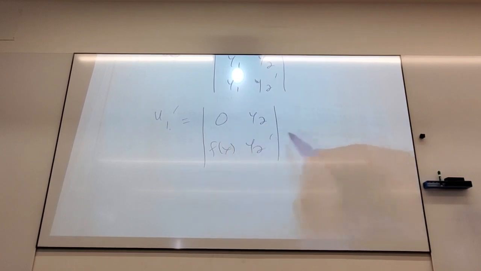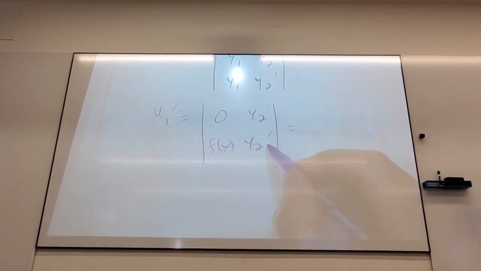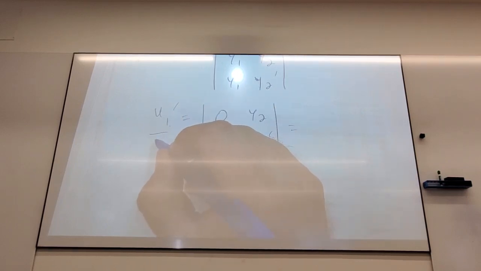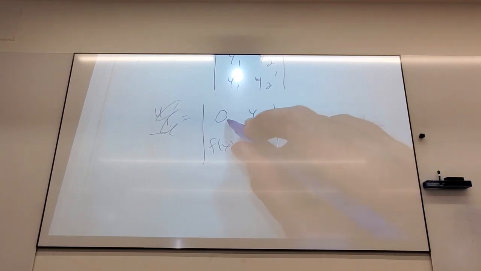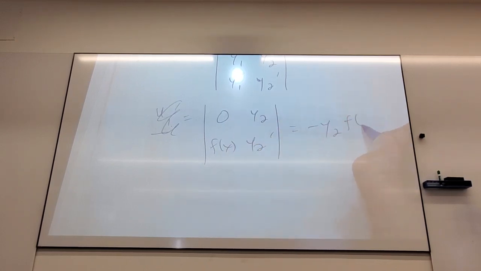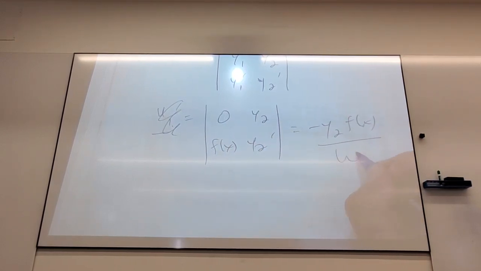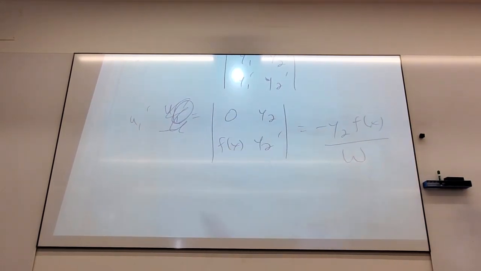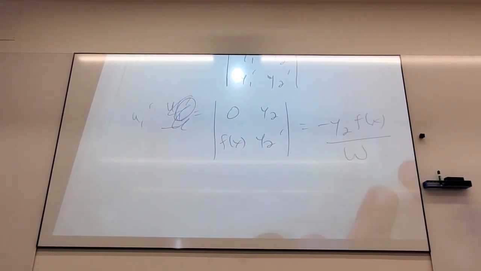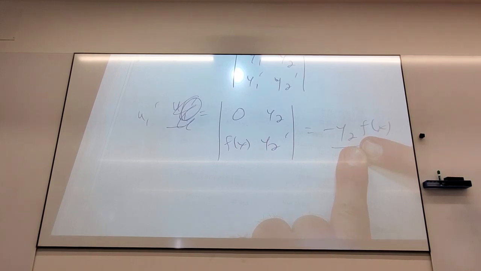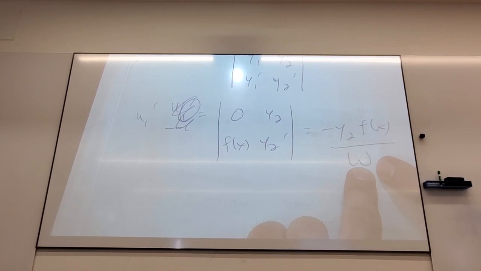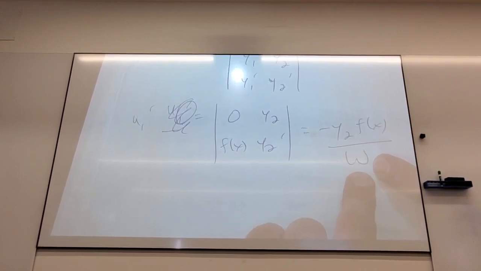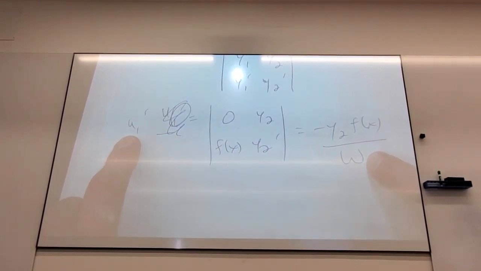So if you do this determinant, what do you get? 0 minus, this will be negative y2 f of x. And then if I divide by the Wronskian, I get u1 prime. So that gives you this. Part of Cramer's rule is that if you divide by the determinant of the coefficients of the problem, it'll give you the answer for that one.